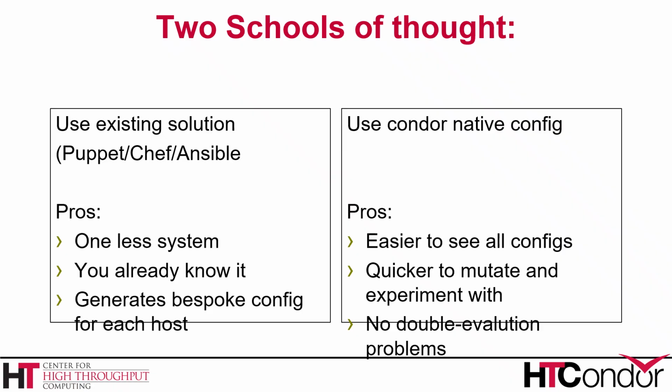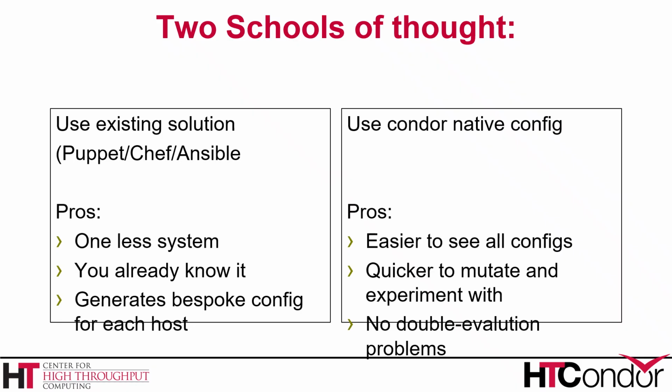So there are 2 sort of schools of thought on the best way to handle this. The first is to leverage some existing solution. You probably already have some configuration management tool like Chef or Puppet or Ansible or CFEngine or something like that. And the advantage of using this to manage configuration is that you already have it. It's one less system to worry about. You probably already know it. And the idea is that you'd use this tool to generate a bespoke configuration file for each host, depending on your needs. And probably that language is richer than the condor configuration language we just showed you. But so that's one option, which we do see people use.